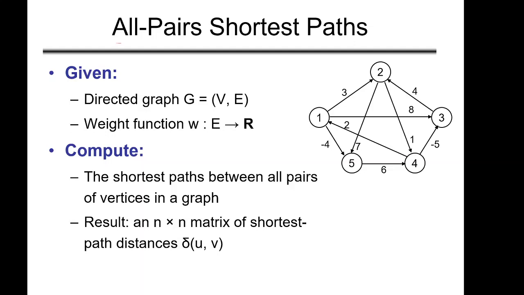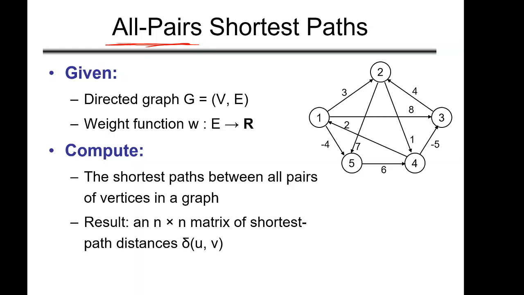Now let's see how we can extend the single source shortest path algorithm to find all pair shortest path. Let me define the problem again. There is this directed graph G(V, E) with a weight function W. You give it an edge as input, and it gives you a real number, the weight on that edge. Our goal is to compute the shortest path between all pairs of vertices.